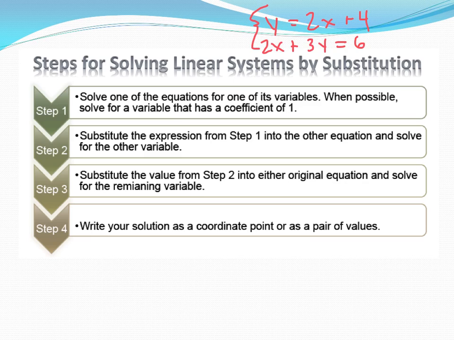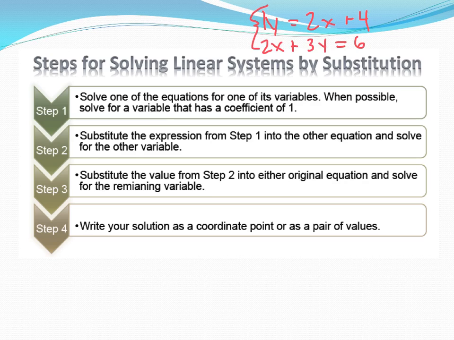Now, what does that mean, coefficient of 1? For example, if I look at my two equations I have here, y, notice it's by itself. That doesn't mean that it has nothing in front of it, but really it is 1y. So it has a coefficient of 1. The number in front of it is the coefficient.